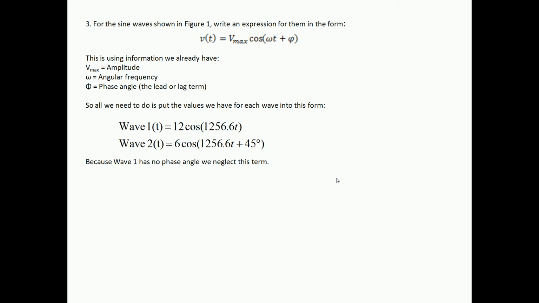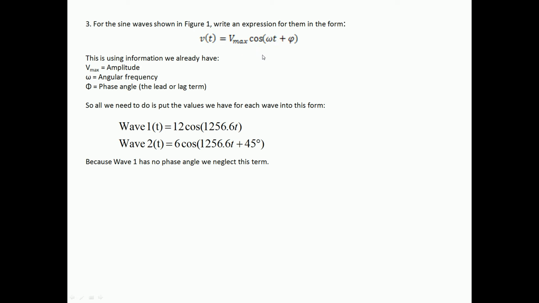So now we've done that, all this information we've gathered so far is going to help us answer question 3. So you're asked for the sine waves shown in figure 1, write an expression for them in the form v of t is equal to v max cos of omega t plus phi. So this means it's changing in time. So the voltage with respect to time, lowercase t, is equal to this equation, and this t is the same as this t, so we can calculate the instantaneous voltage at any point in time because we just put our value of t into here.